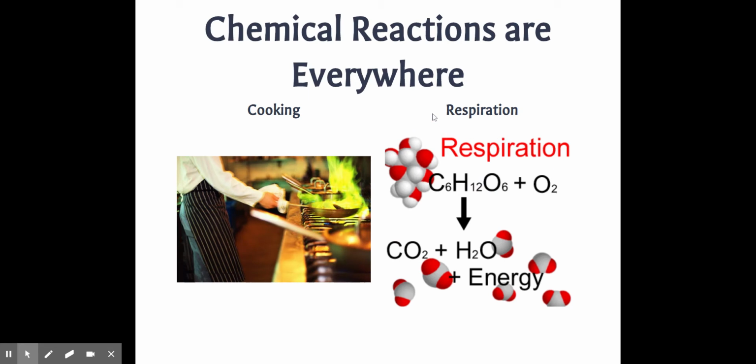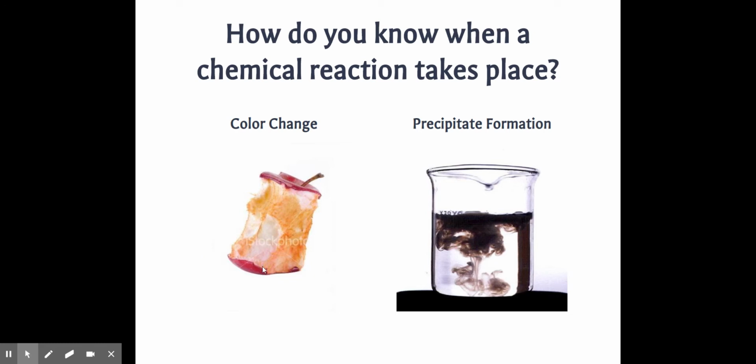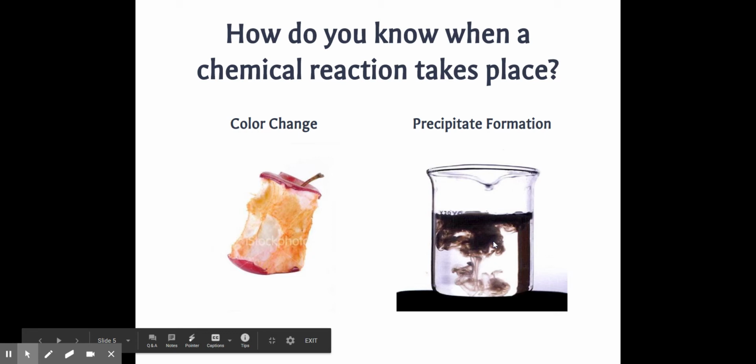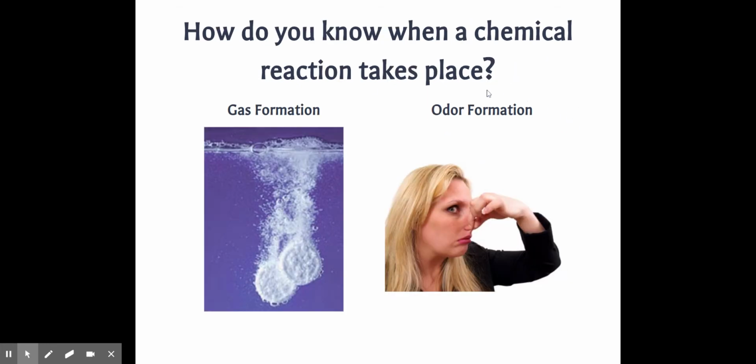So chemical reactions, they're everywhere. We have cooking, whenever you're going to go eat, respiration, when we're getting energy, hair dye, auto fuel. So how do we know that things happen? You have color change. You have something called a precipitate form. A precipitate is a solid that forms and then will eventually drop to the bottom within a chemical reaction. Usually it happens when two solutions are added together. You have gas forming, bubbles, or you smell an odor. It could be bad, it could be good.